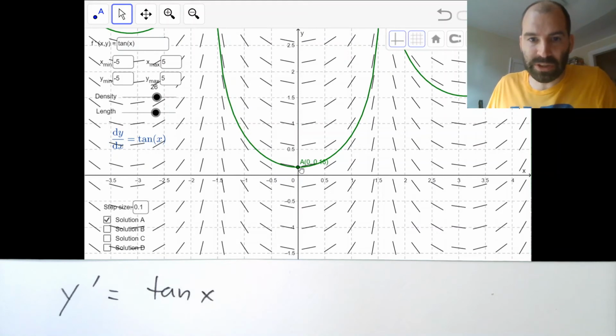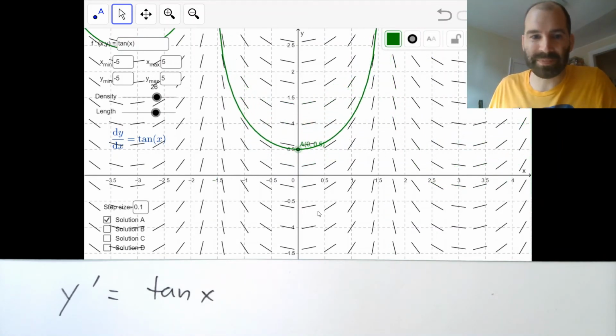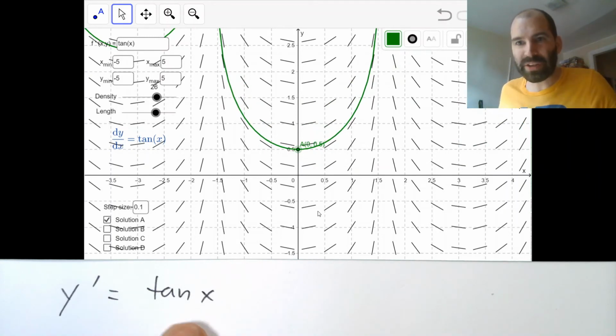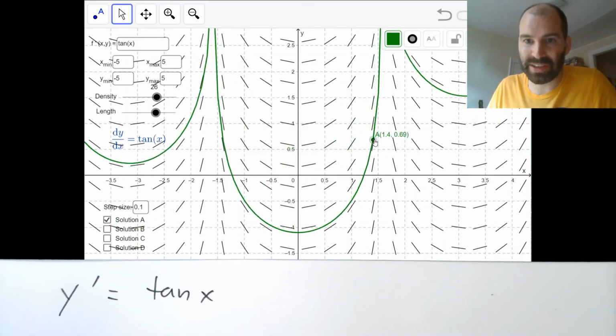Okay, this one's actually fine on the y-axis, but it's got some other problem points. Where does tan x cease to be continuous? When x is any multiple of pi over 2. So when x is a multiple of pi over 2, we can expect to have problems. Well, the theorem is telling us it's not guaranteed that a solution exists. And you can see that's exactly what's going on.